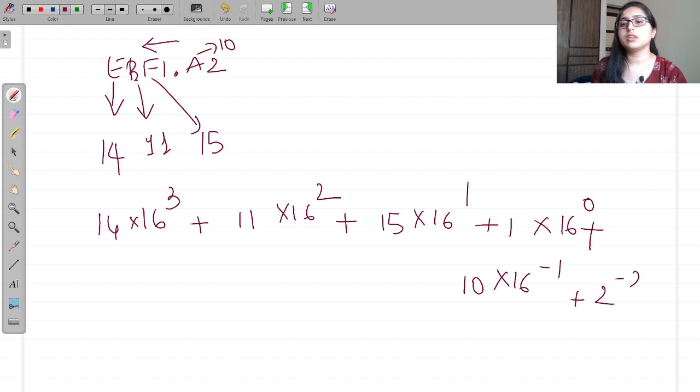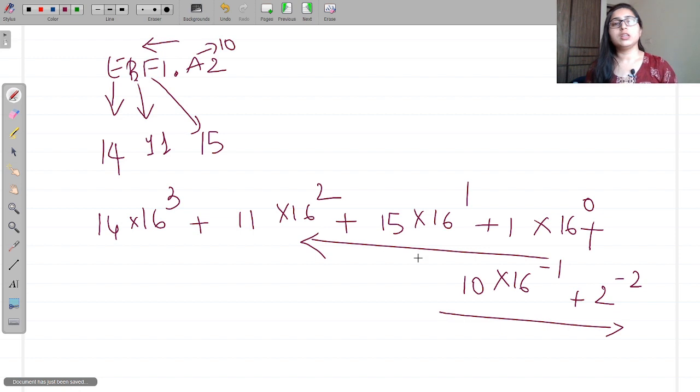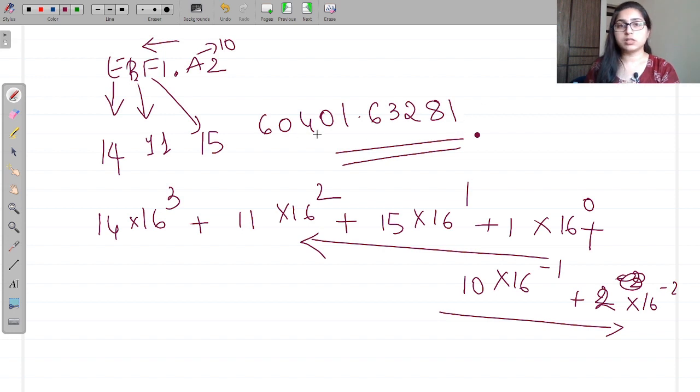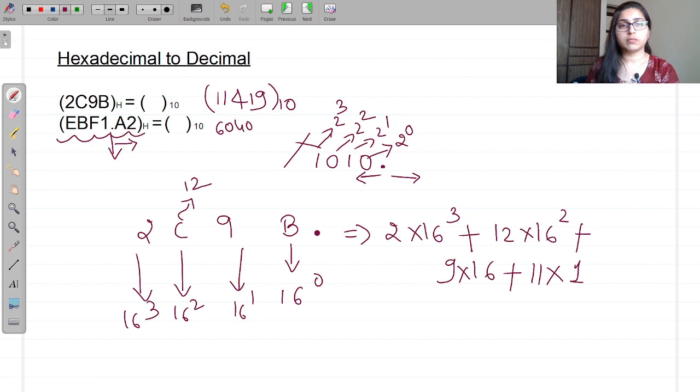Now you know it is negative powers. This way we have to go. Okay, so now find out the value. 14 into 16 cube plus 11 into 16 square plus 15 into 16 plus 1 plus 10 divided by 16 plus 2 into 16 to the power minus 2, that is 2 divided by 16 square. This is 60401.63281. Okay, so this is the conversion.